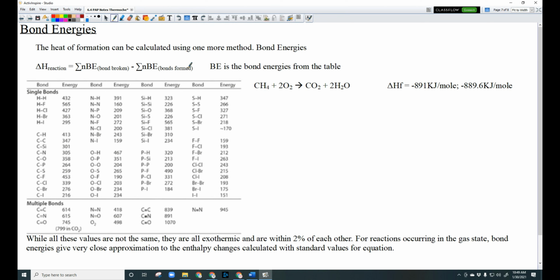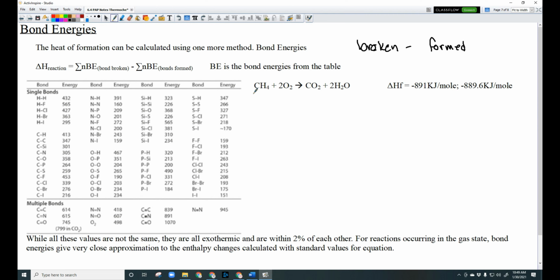Okay, so just like in the heat of formation, I remember broken minus formed. Broken minus formed. Okay, let me write it up here. Broken minus formed. Okay, because I need this area right here. So what we're looking at now is individual bonds that are broken compared to the bonds that are formed.